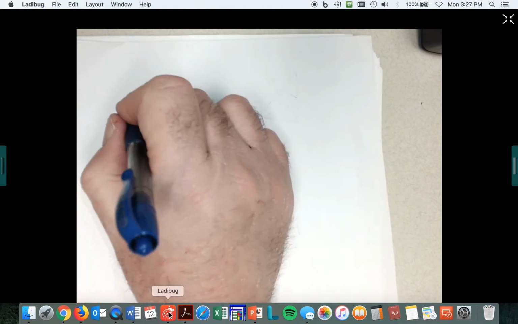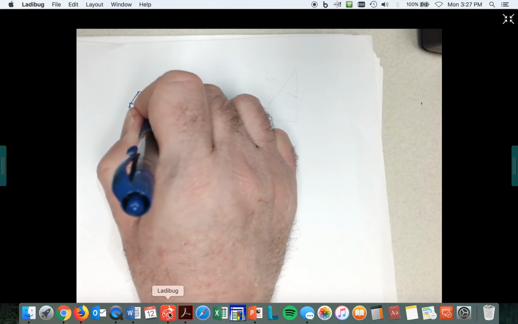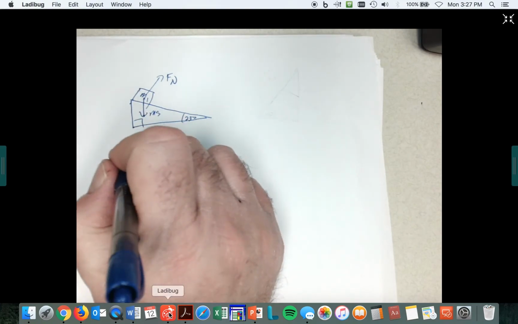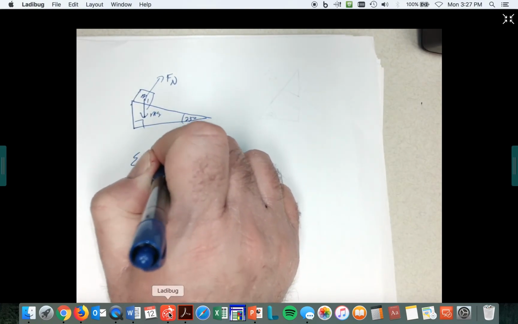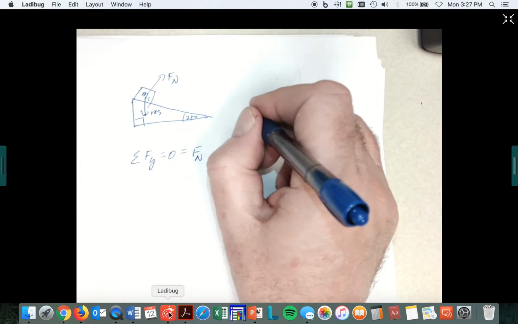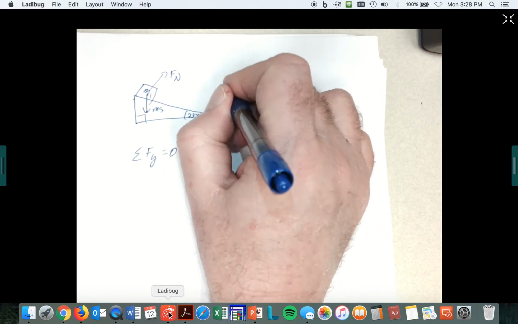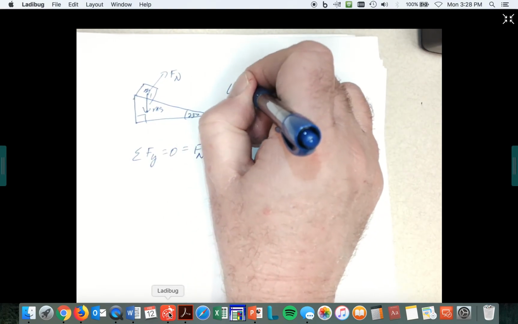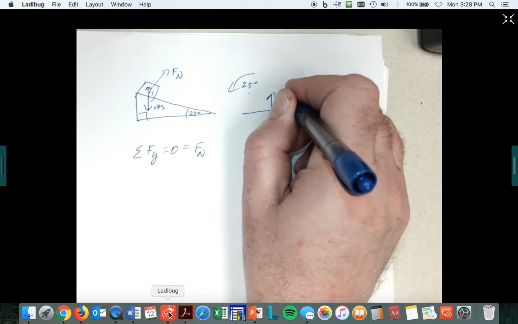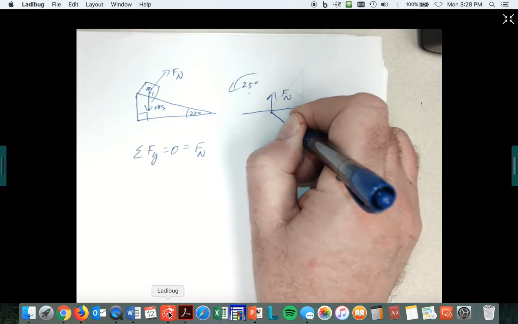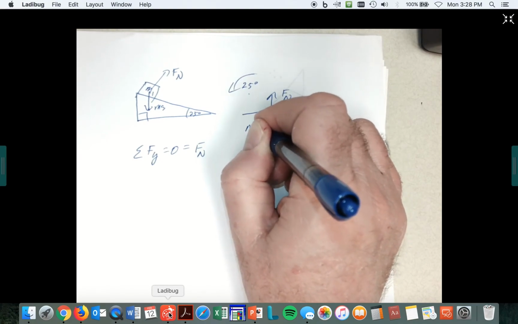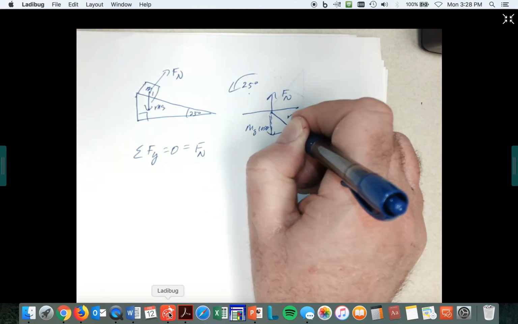M1. Now we've already seen it's got an mg going this way and a normal force at the angle. We did the rotation and we found that the sum of the forces in the y direction is equal to 0, which is equal to the normal force minus... when we rotate it 25 degrees and make it level, I've got F of N, mg going like this. Then I've got mg cosine theta and mg sine theta.